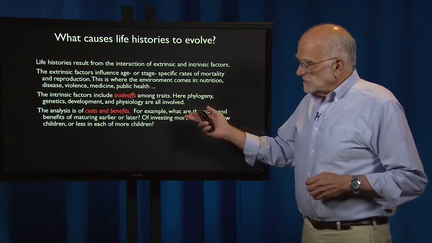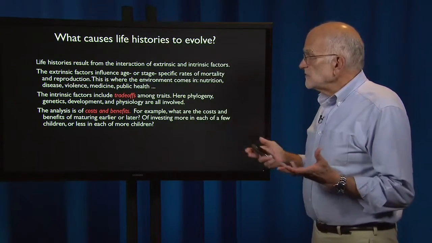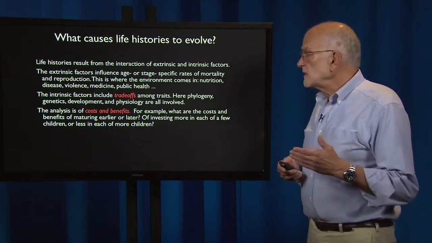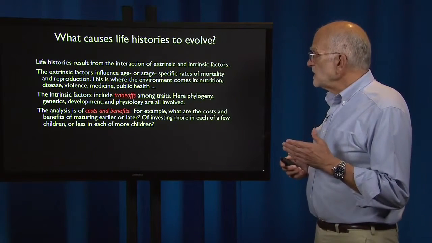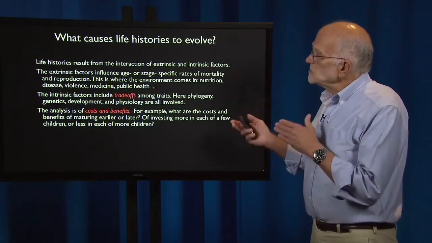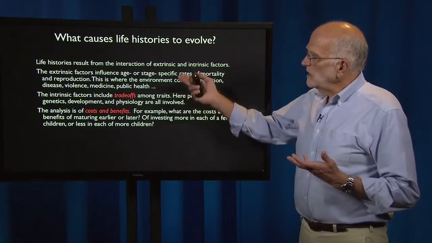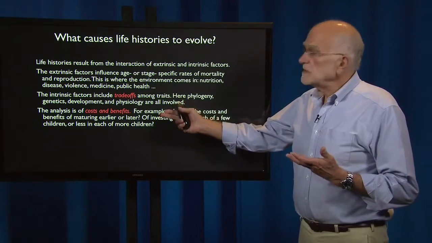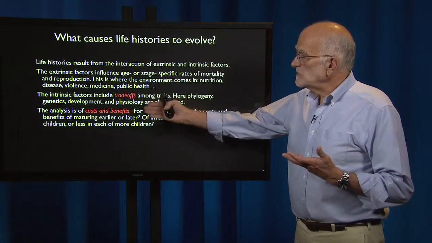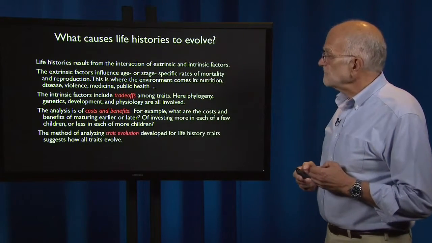The analysis done is one of costs and benefits. For example, what are the costs and benefits of maturing earlier or later, of investing more in each of a few children or less in each of more children? Those are standard life history questions, and so you can see the framework is one that conceptualizes organisms as having trade-offs that set up a structure of costs and benefits.